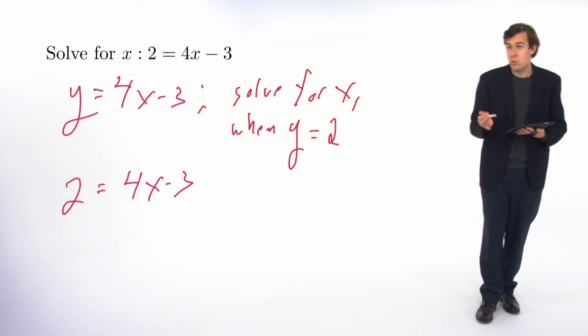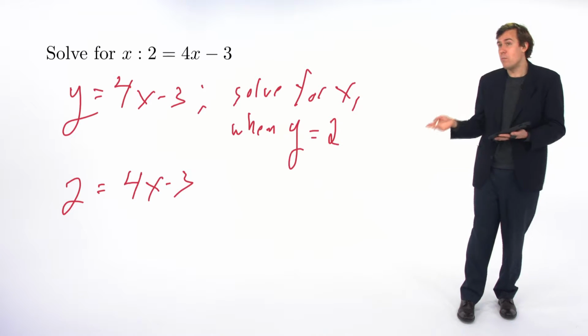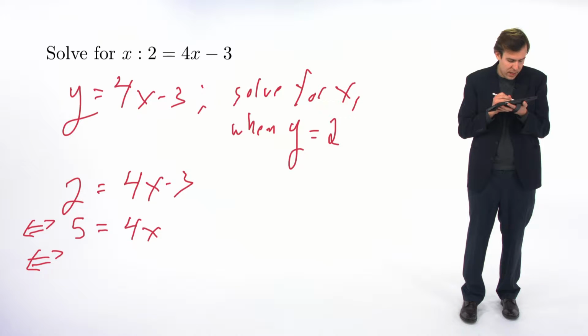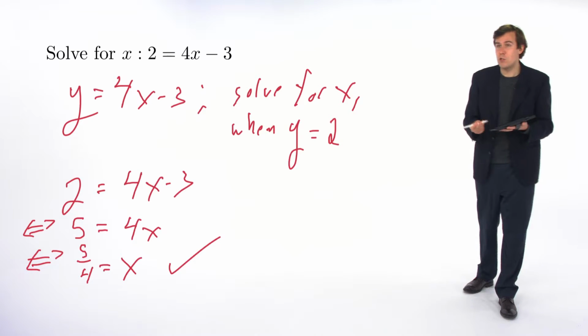So how do we do this? Well, we'll try to get x by itself. And we do that by first putting the 3 on the other side. So this is equivalent to 5 equals 4x. And then I divide both sides by 4 to get 5 divided by 4 equals x. Okay, so pretty straightforward.